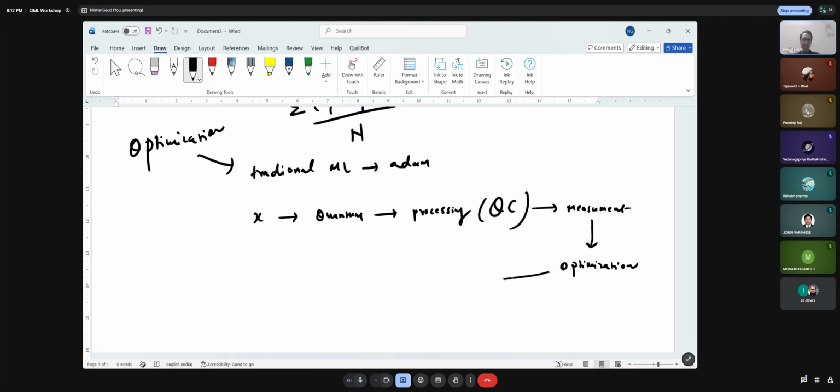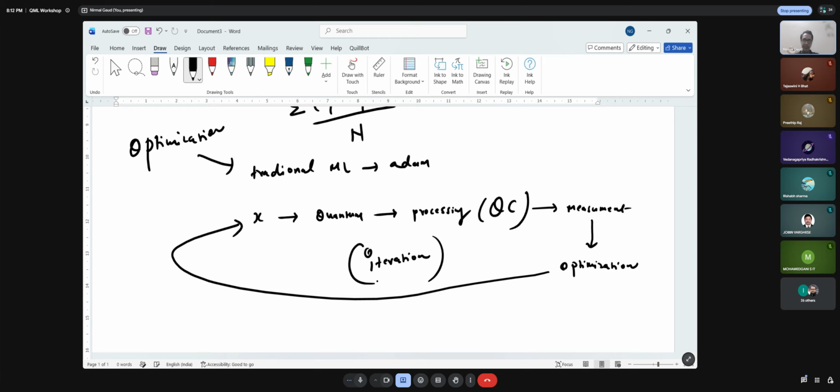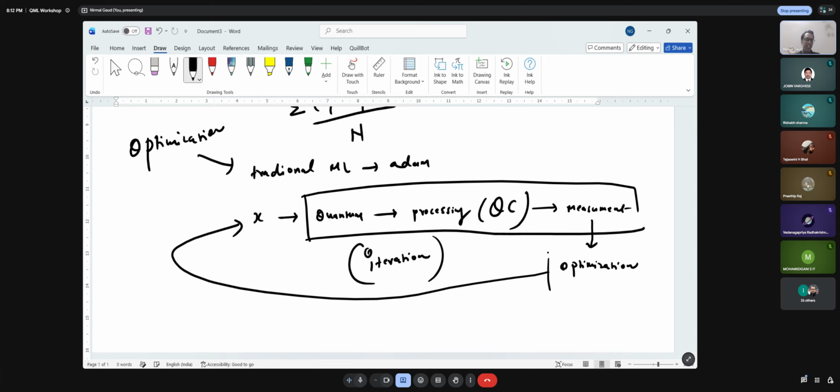And this circuit will again be iterated. Iteration will be performed. This block in presence of machine learning optimization will convert the entire architecture into a hybrid. Therefore, it will be called quantum machine learning. This is hybrid in nature. And why are we applying quantum?